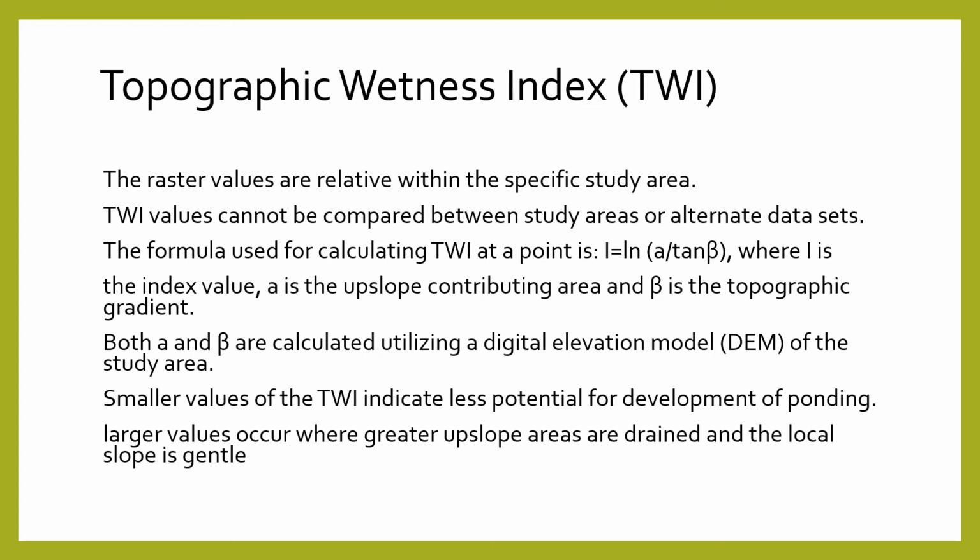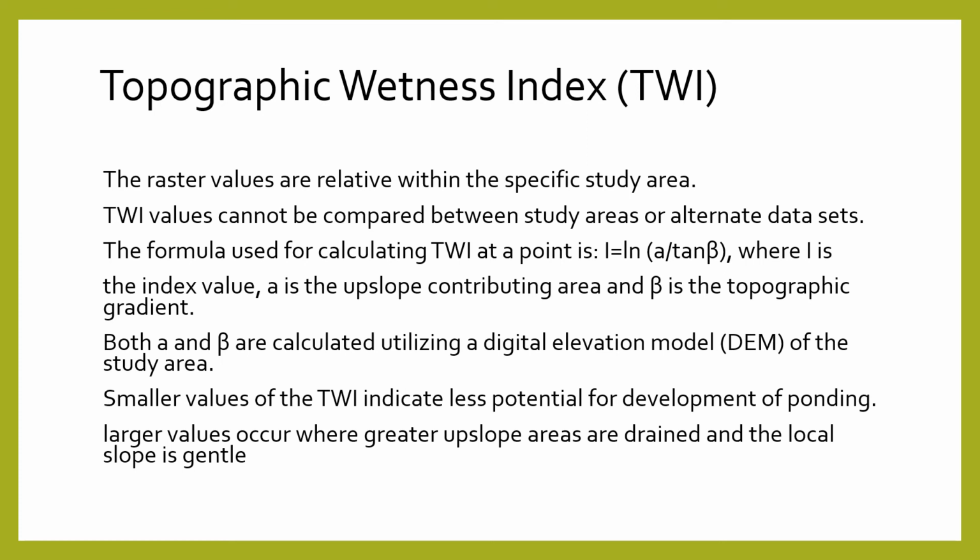The formula for calculating it is simply this. At a given point, I, the index value, is equal to the natural log of A divided by the tangent of B, where I is the index value, A is the upslope contributing area, and B is the topographic gradient, also known as slope. The tangent function is to convert back and forth between percent and degrees in slope. I can't remember offhand which one it uses, but if you have slope in the wrong format, you can simply drop the tangent part of the equation, and it's just upslope contributing area divided by slope.